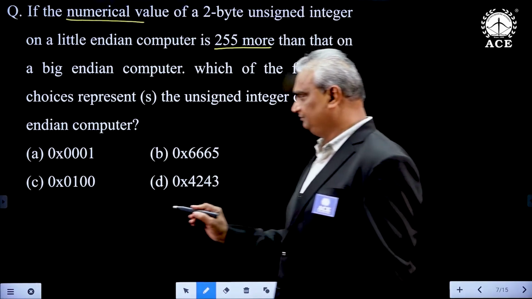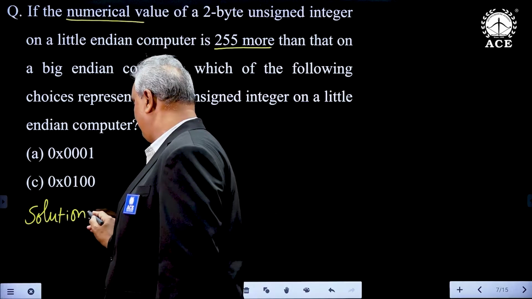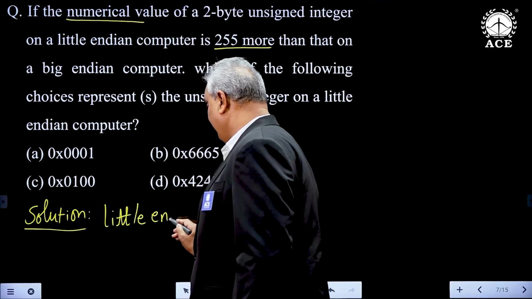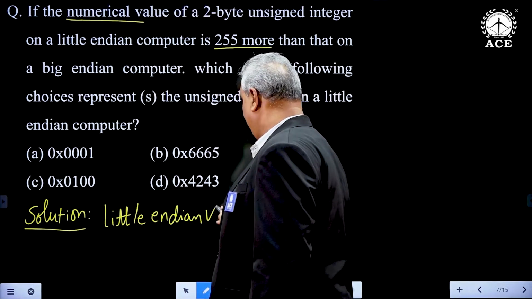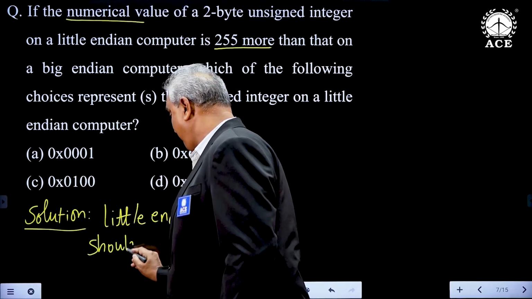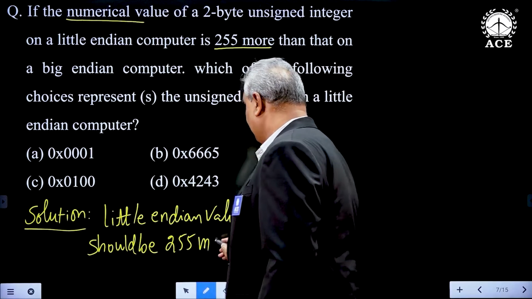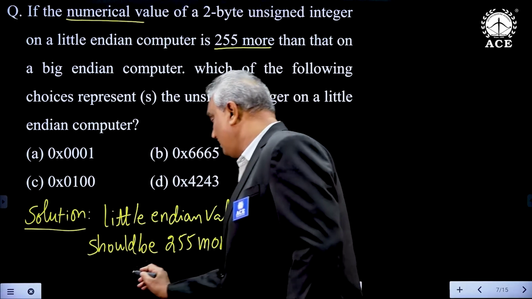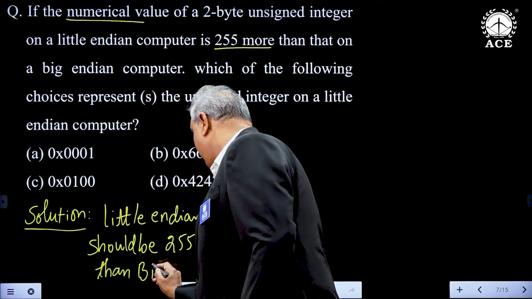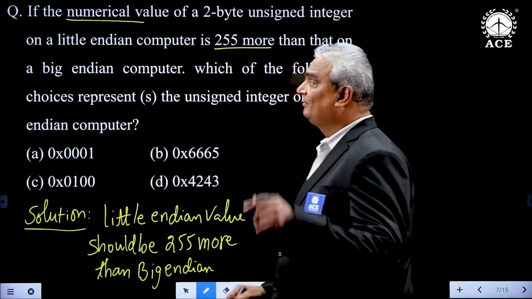Next. Observe solution here. Little endian value should be 255 more than big endian. It is a very, very important statement. Later.